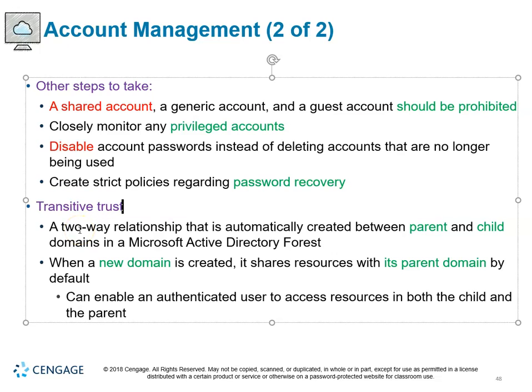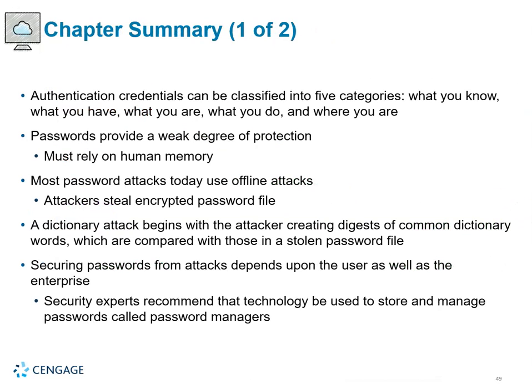Transitive trust describes a two-way relationship that is automatically created between a parent and child domain in the Microsoft Active Directory forest. So what does this mean? It means that when you create a new domain, it will share its resources with the parent domain by default. Then you can enable an authenticated user to access resources in both the child and the parent by virtue of the transitive trust relationship. That takes us to the summary for Unit 11.